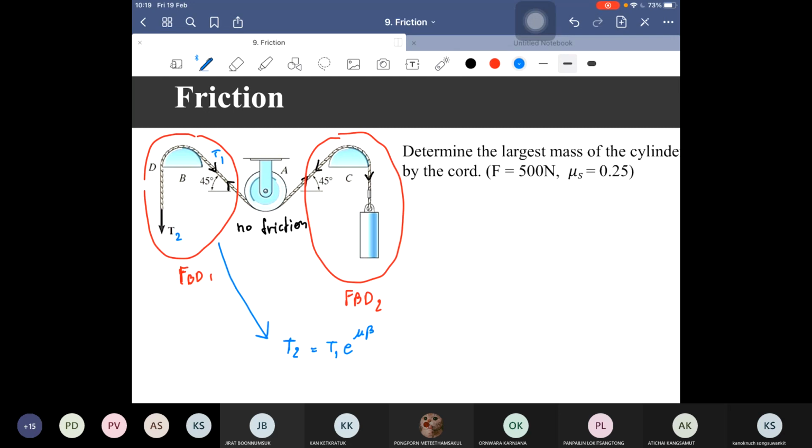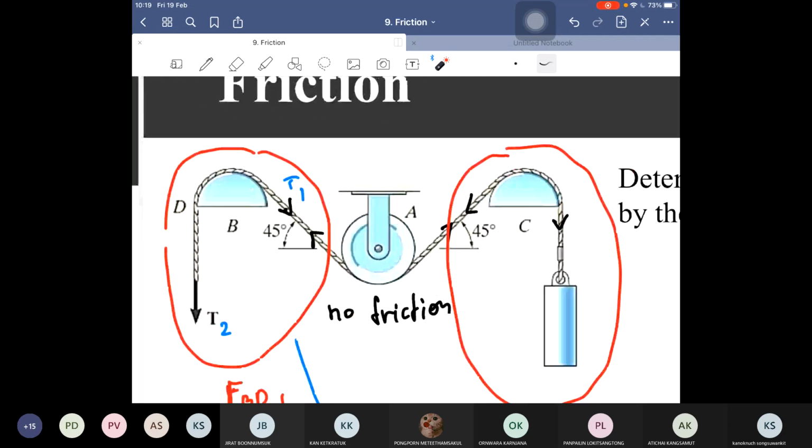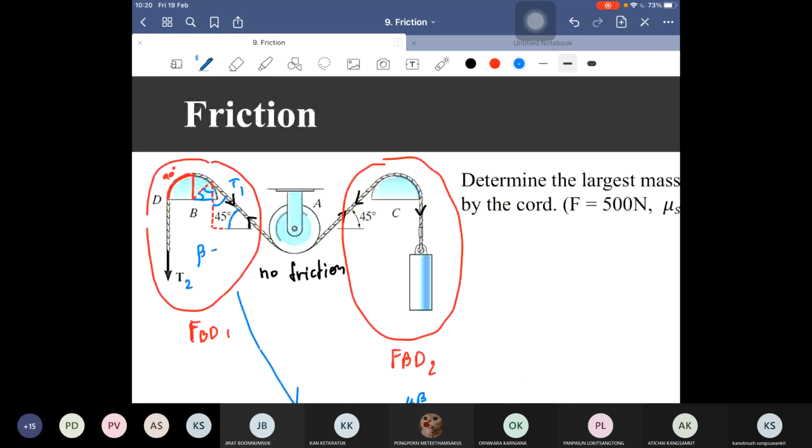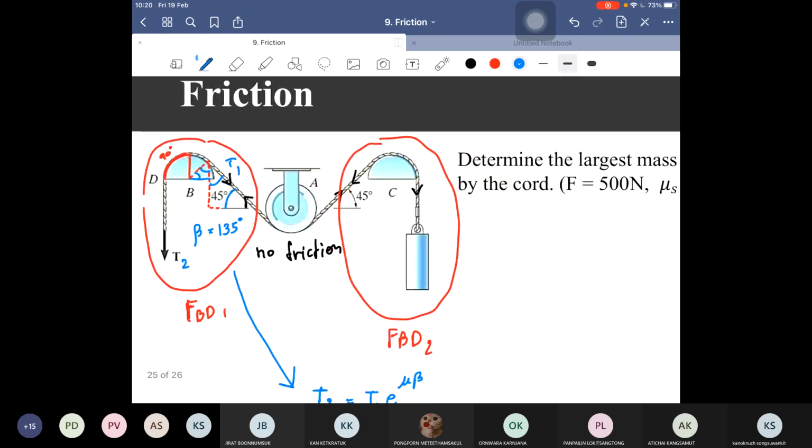Okay, so your job is to find the contacting angle beta. The mu is already given. So let's just consider these figures. Of course, the contacting surface around this point is 90 degrees. And what about this point? Then you have to use this triangle construction, right? 45 degrees, 45 degrees, and it all affects the other side. Then for this system, beta equal to 135 degrees.